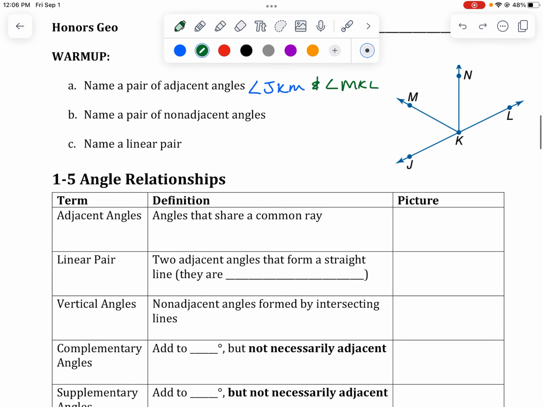A linear pair forms a straight line. They are supplementary. So these are always supplementary. Vertical angles, if I have 2 intersecting lines, are the ones that are across from each other, opposite from each other. They're not adjacent. So like the top and bottom angles would be vertical, or the left and right would be vertical. And those are always equal. These are always congruent.